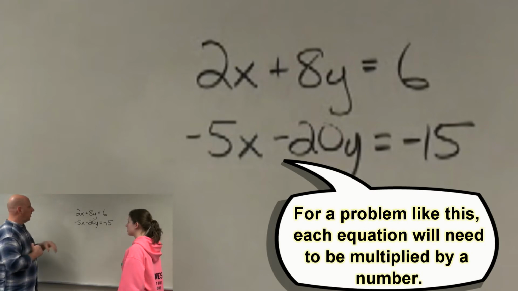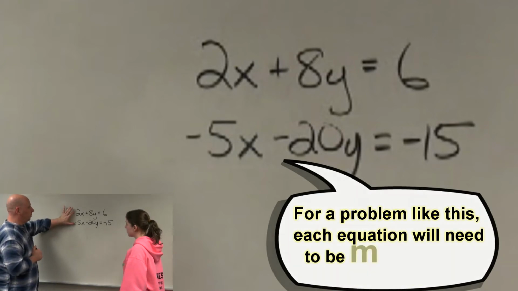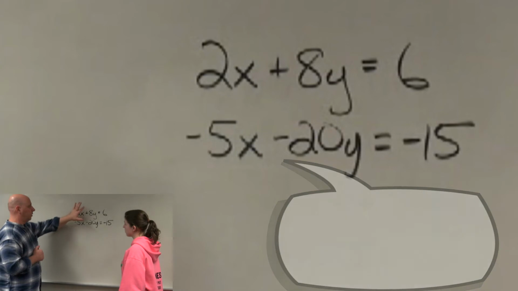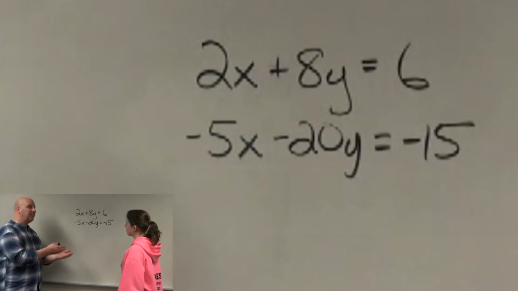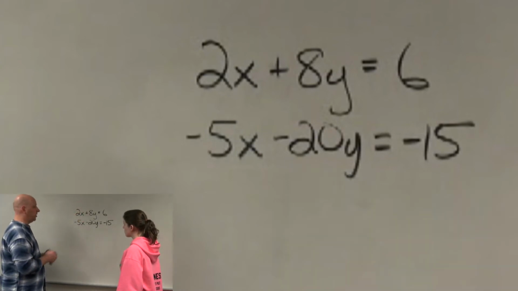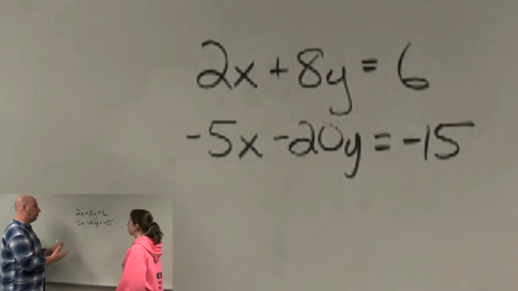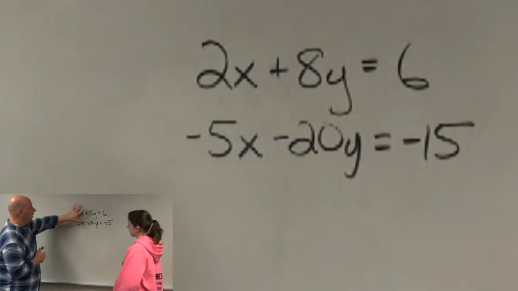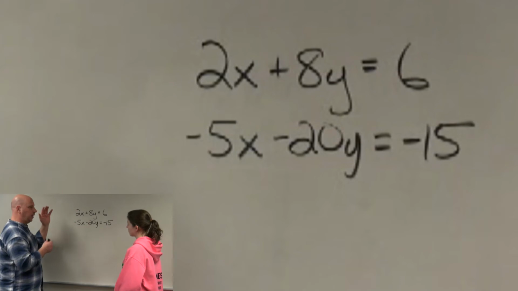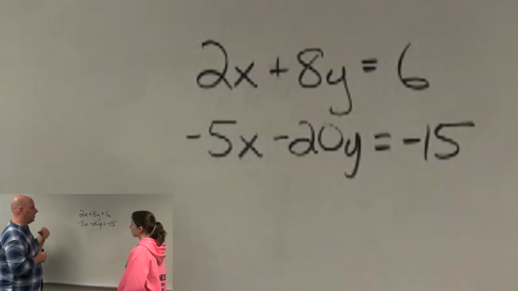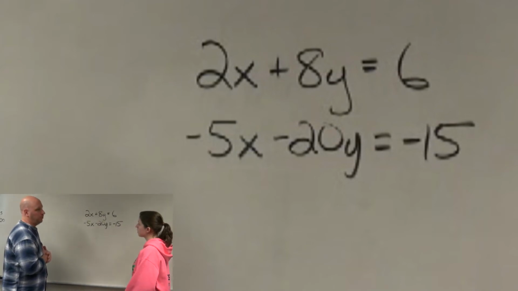What you want to do is look at either the numbers in front of your x or the numbers in front of your y, and figure out the least common multiple of those two numbers. Now, it doesn't need to be the least, but that just makes things a little bit easier. When I look at 8 and 20, that's going to be a large number. 2 and 5, it's really small. What would be the least common multiple of 2 and 5?